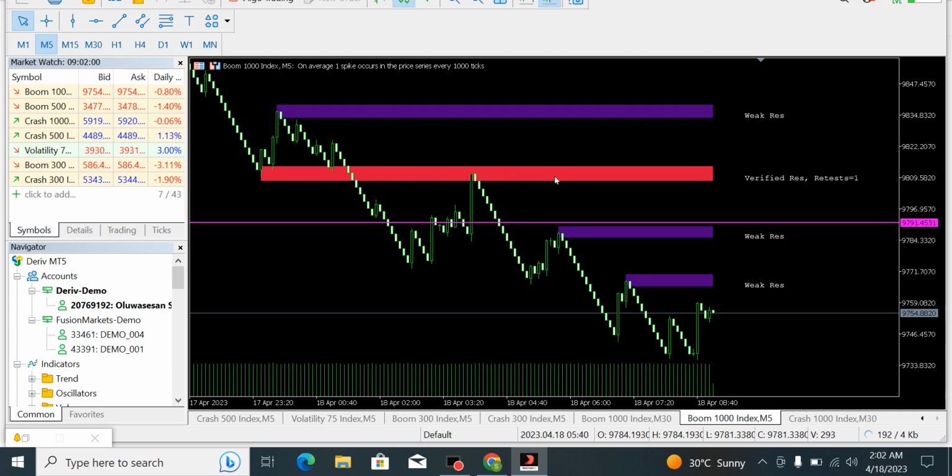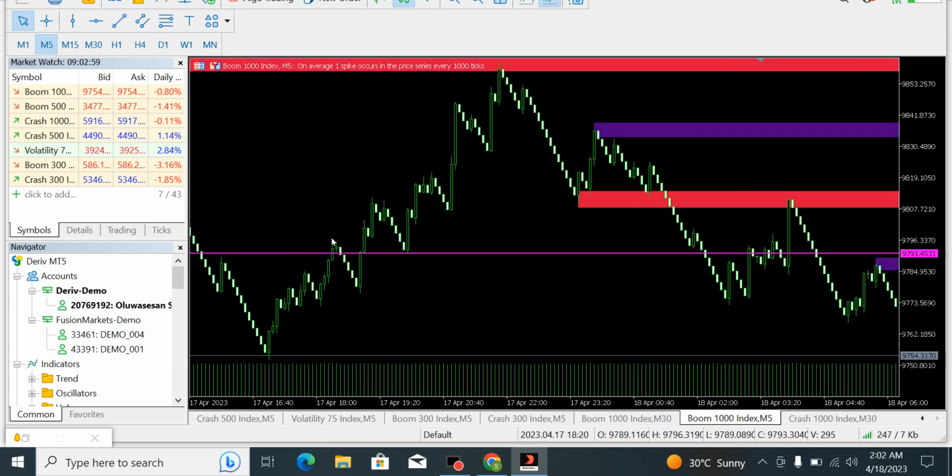The very red version is the resistance zone, and this purple is also a resistance zone, but it is weak. Red is very foul, so you can see the highlights of exactly what they stand for. Okay, so we also have the untested and tested. All these are very important.